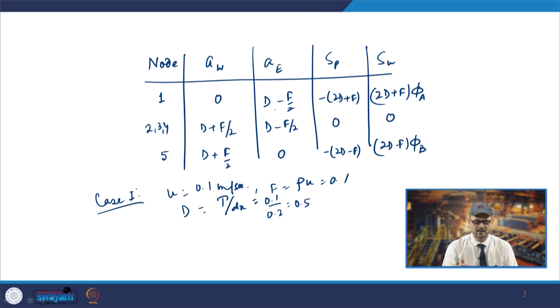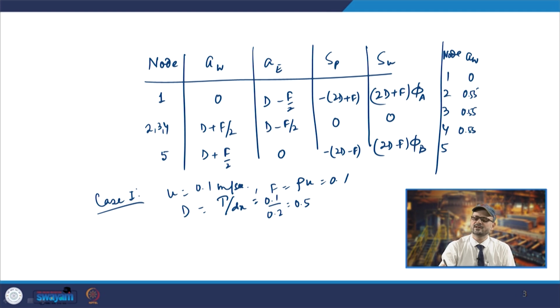If you try to find the nodes, the nodes will be 1, 2, 3, 4, 5. So, for node 1, AW is 0. Similarly, for nodes 2, 3 and 4 it is D plus f by 2. D is 0.5 and f by 2 is 0.05, so it will be 0.55. So, 0.55 will be there for these 3 nodes, and then for the fifth it will be D plus f by 2 again, so it will be 0.55.